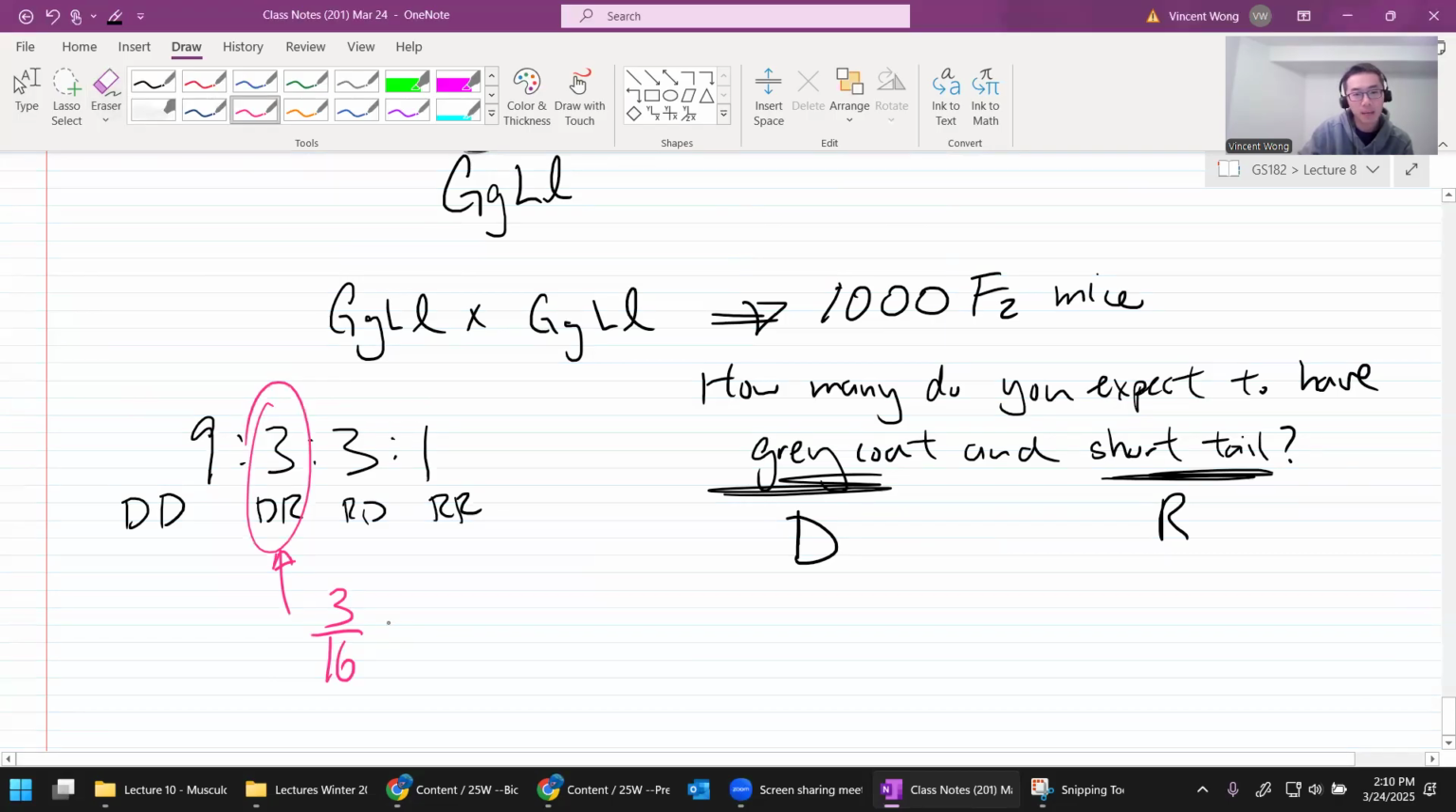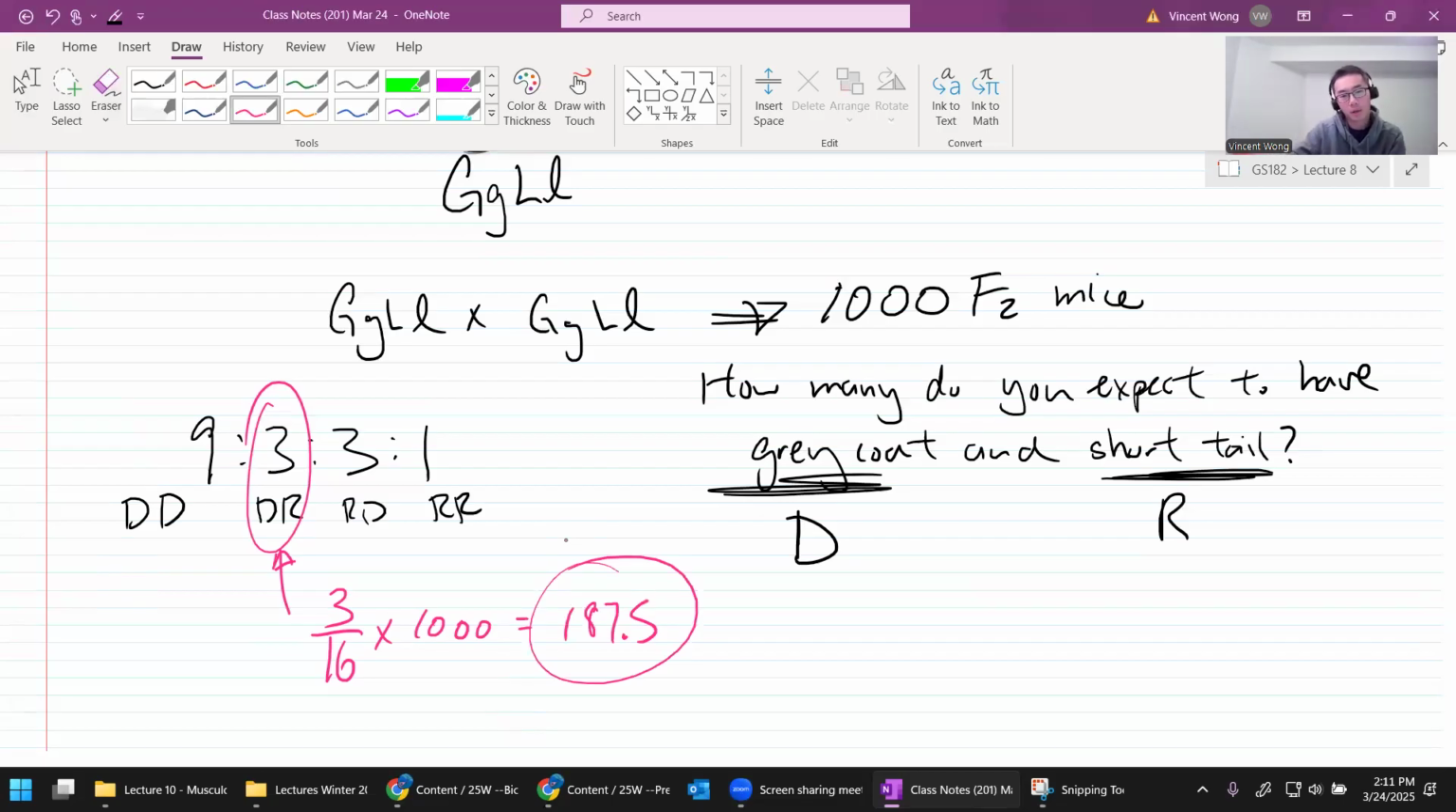If I have 1,000 mice, multiplied by 1,000, what do you get? So 3 over 16 times 1,000 is going to be 187.5. Okay, so roughly 187-ish mice are going to be gray coat and short.